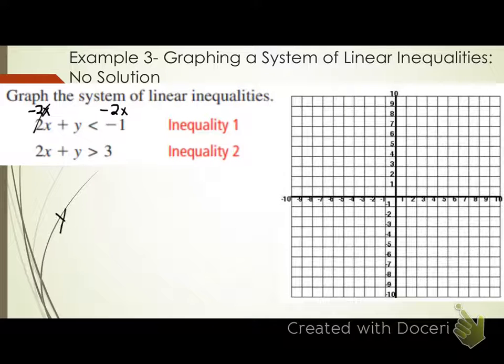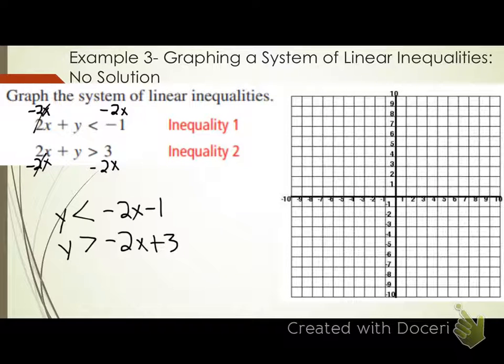So I get y is less than negative 2x minus 1. Everyone good with that? What do I do for the second inequality to get y by itself? Subtract 2x from both sides. So I get y is greater than negative 2x plus 3. Any questions on that? Based on my slopes, what kind of lines are these going to be?